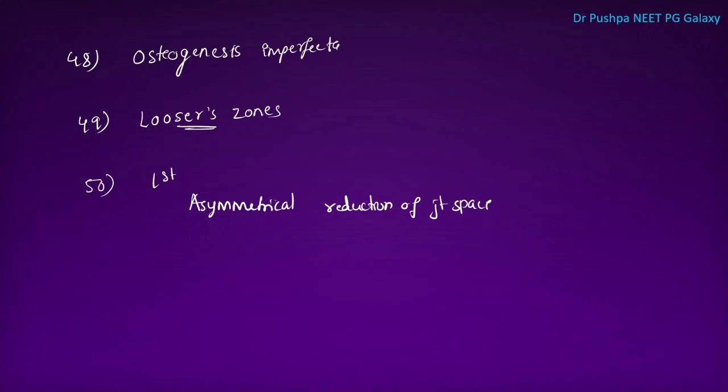These are the 50 important high-yielding points from the orthopedic subject. These are the important points and topics for the upcoming PG entrance exam. I will also upload the rapid revision series for other subjects also.